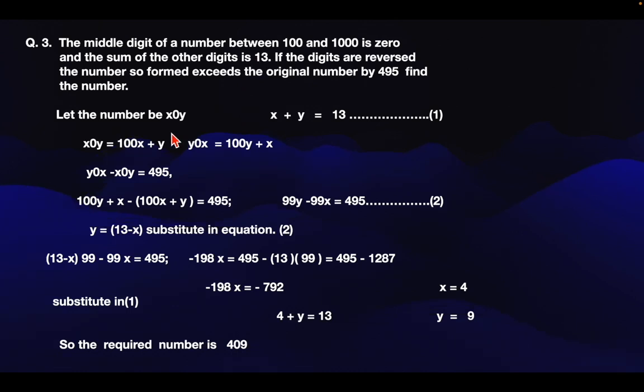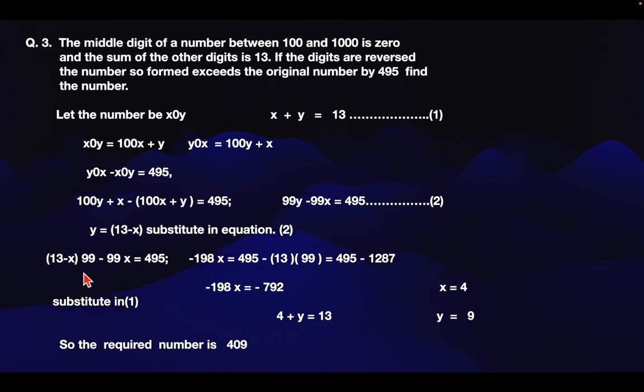Now let's write the second equation. Look at this number x0y. This can be written as 100x plus y. Now we are interchanging the digits, so it becomes y0x. So this is 100y plus x. Now they are saying that this number exceeds the original number by 495. That means y0x minus x0y is equal to 495. Substitute this and simplify it, you get 99y minus 99x is equal to 495. This is our second equation.